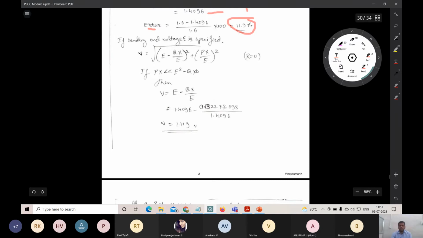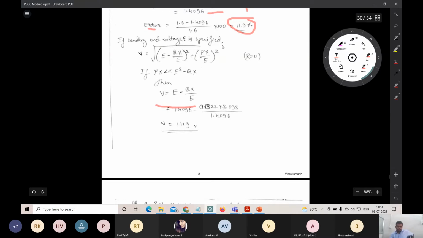So if Px is very much less compared to E minus Qx, then straight away V is equal to the square root of E minus Qx by E, whole square. Then this square and root will get cancelled. So you will get V is equal to E, E minus Qx by E.